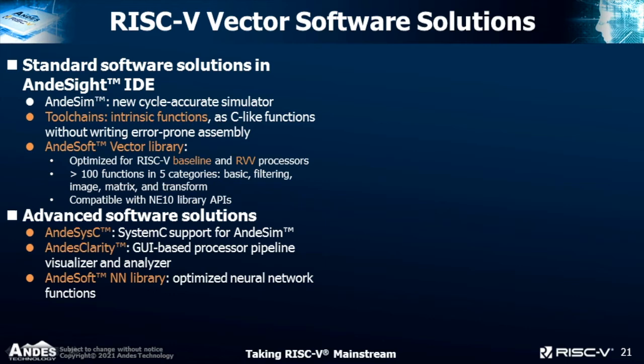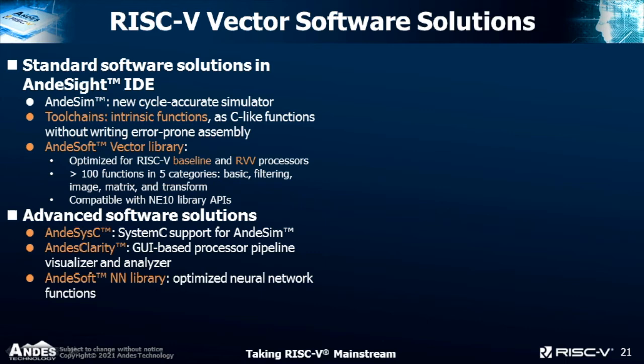The standard software solution in AndeSight IDE includes AndeSim, the nearly cycle accurate simulator, and toolchains, with the intrinsic functions, C-like functions without writing error-prone assembly. AndeSight Vector Library is optimized for RISC-V baseline and RVP processors. It has more than 100 functions in 5 categories, such as basic, filtering, image, matrix, and transform. And it's also compatible with the common library API.